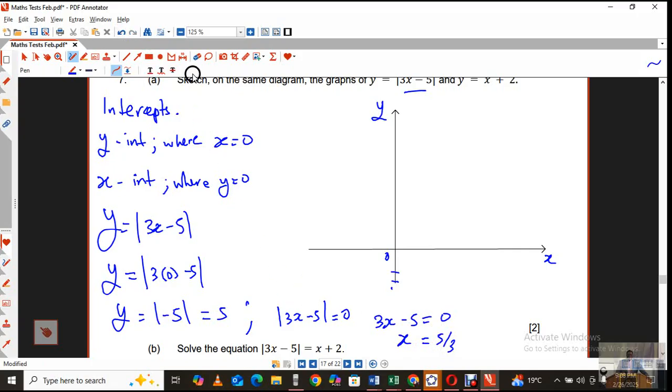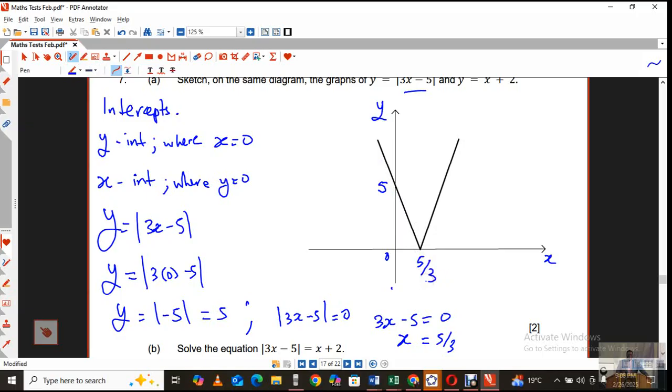5 over 3 is like 1.66666. And I expect 1.66666 to be on the right side. It's going to be somewhere here. So I can actually start graphing this. I'll say, oh, wait a minute. It's going to go so, and its reflection. That's it. What are the points? This is 5. This is 5 over 3.